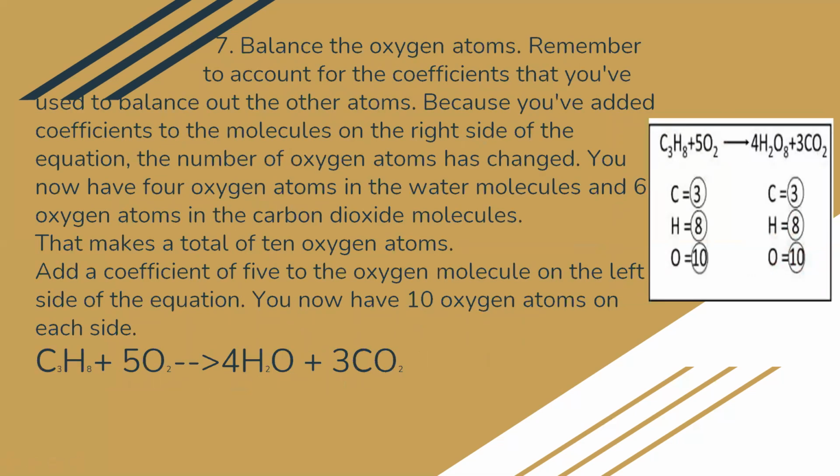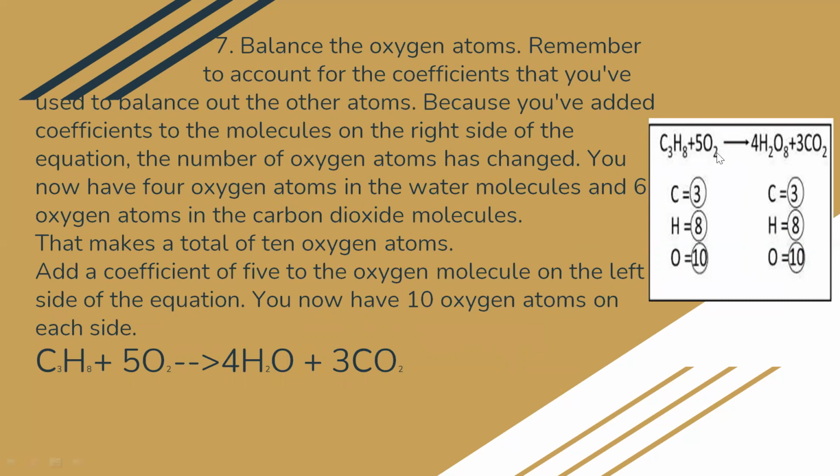For our step 7, balance the oxygen atoms. Remember to account for the coefficients that you have used to balance out the other atoms. Because you've added coefficients to the molecules on the right side of the equation, the number of oxygen atoms has changed. You now have 4 oxygen atoms in the water molecules and 6 oxygen atoms in the carbon dioxide molecules. That makes a total of 10 oxygen atoms, so add a coefficient of 5 to the oxygen molecule on the left side of the equation. You now have 10 oxygen atoms on each side. So we're going to put a coefficient of 5.